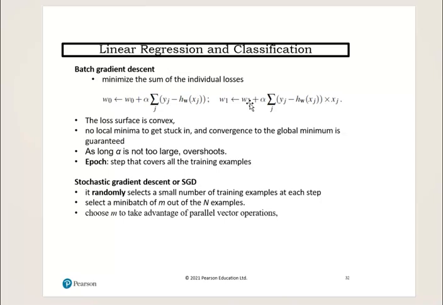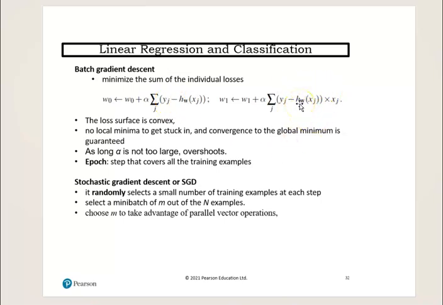Now, this approach is called batch gradient descent. The reason it's called batch gradient descent is that in order to take a step in your algorithm, you have to calculate the gradient over the entire batch, over the entire training data, because this summation is performed over n training points. So we can only move to our next estimate after we evaluate these two summations.